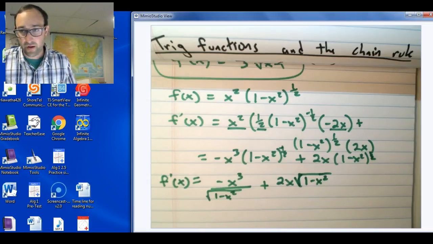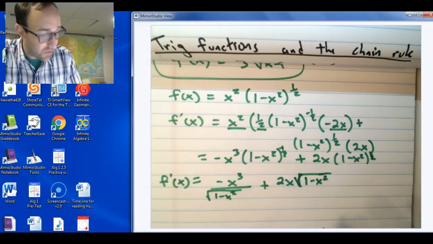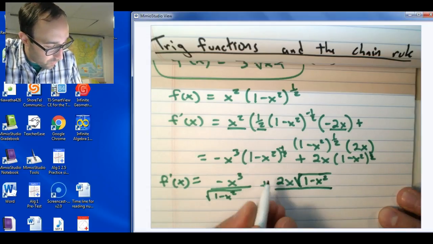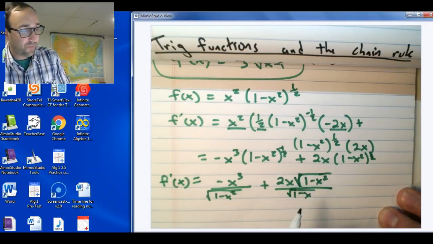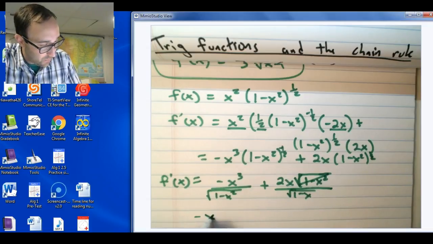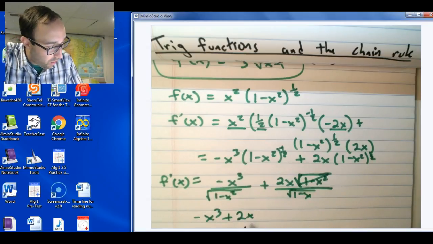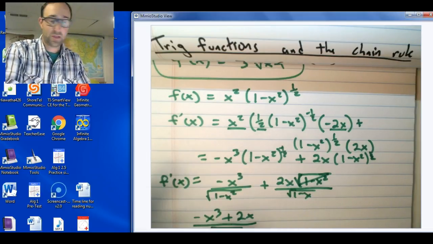Can we simplify this a little bit further? Sure, you could if you wanted to. We could multiply the second term by the square root of 1 minus x squared over itself, and if I do that, the denominators will match, so I'm left with negative x cubed plus 2x all over the square root of 1 minus x squared. And there is example number 7.